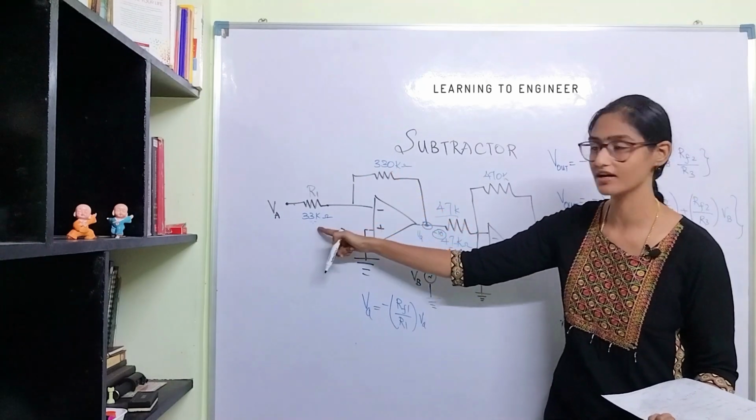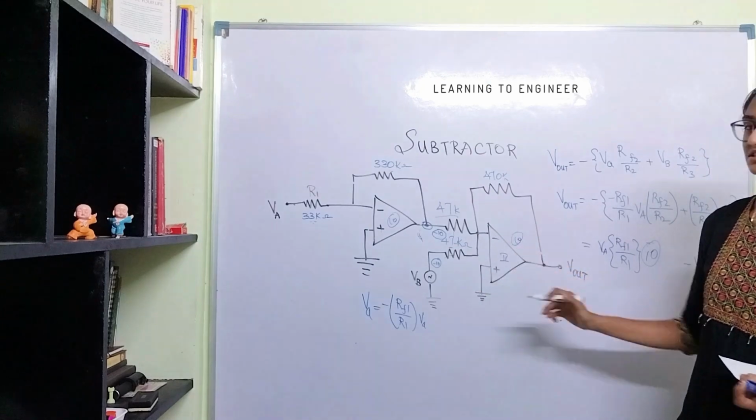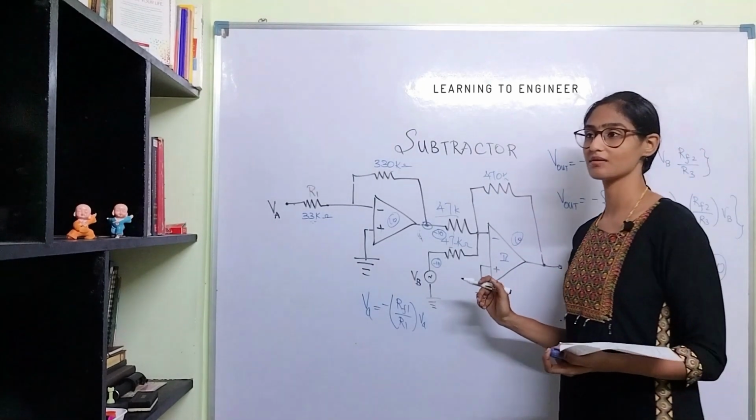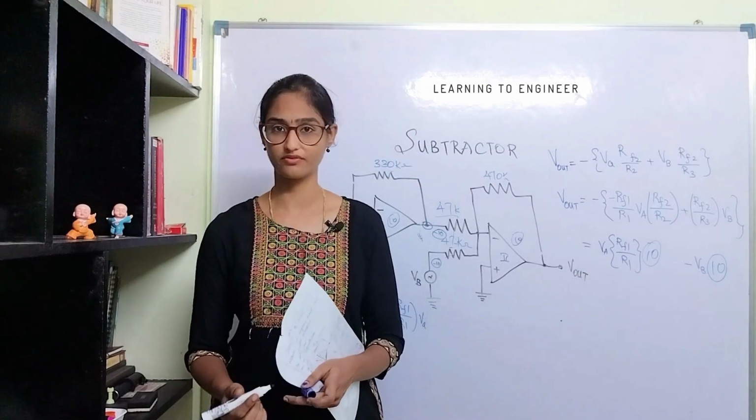It is 330K divided by 30, the gain is 10. Okay, so by carefully designing a circuit in this way, we can perform arithmetic calculations by using operational amplifiers.